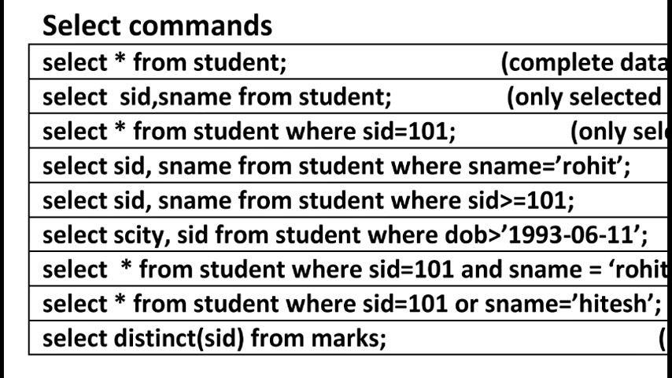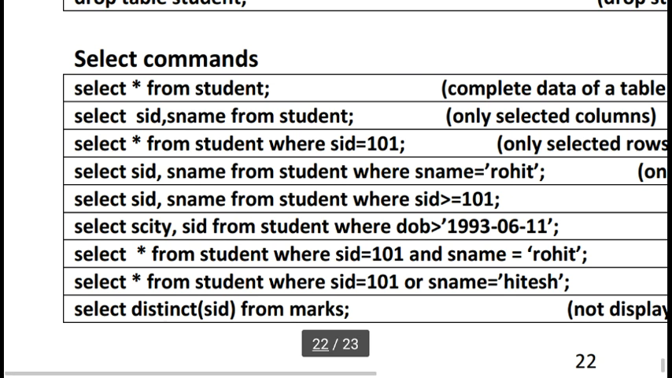So these are the various types of SELECT command. You can see the structure and syntax. SELECT * FROM student WHERE SID = 101 AND SNAME = 'Rohit'. Here we have two relational operators, but we can join them with the help of the AND operator. The AND operator in the middle tells us that both conditions must match. Student ID must be 101 and student name must be Rohit. Only data satisfying both conditions will come.